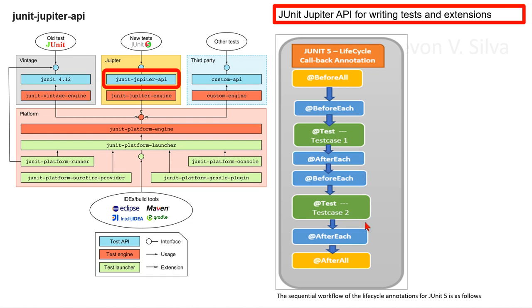Sixth, the method test case 2, annotated with @Test, is the test case in the class. Seventh, the method annotated with @AfterEach runs after test case 2 completes execution. Eighth, the method annotated with @AfterAll is executed once at the end of the class, after both test case 1 and test case 2 are executed.